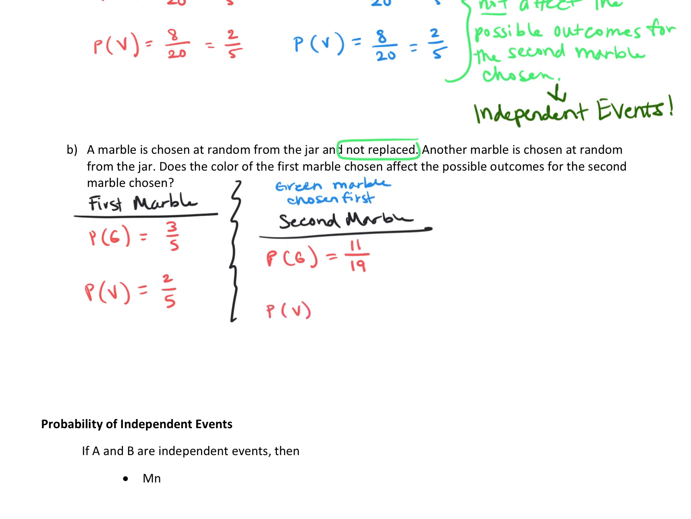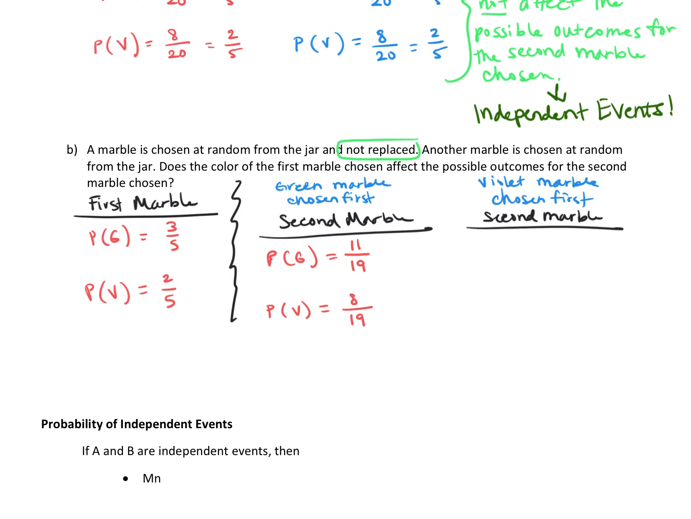What about the probability of choosing a violet marble if the first marble chosen was green? Well, if the first marble was a green one, then we still have 8 violet marbles, but we don't have 20 left in the jar. We are down to 19 left in the jar. All right, so that was if the first marble chosen was green. What if a violet marble was chosen first? Then what would our second marble outcomes be?